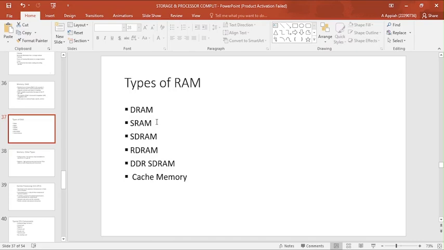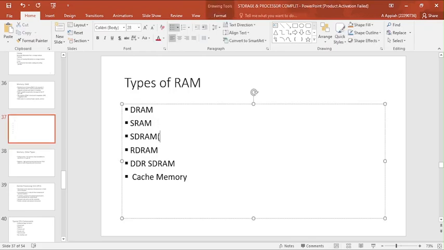Then we have the SDRAM, which can also be termed as the synchronous DRAM. Synchronous is spelled here. So SDRAM, or synchronous DRAM. This type of RAM synchronizes its operations with the system clock, whereby it improves its performance.